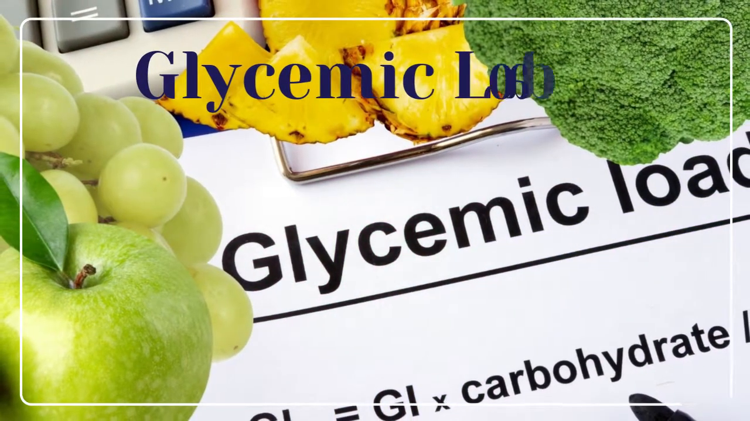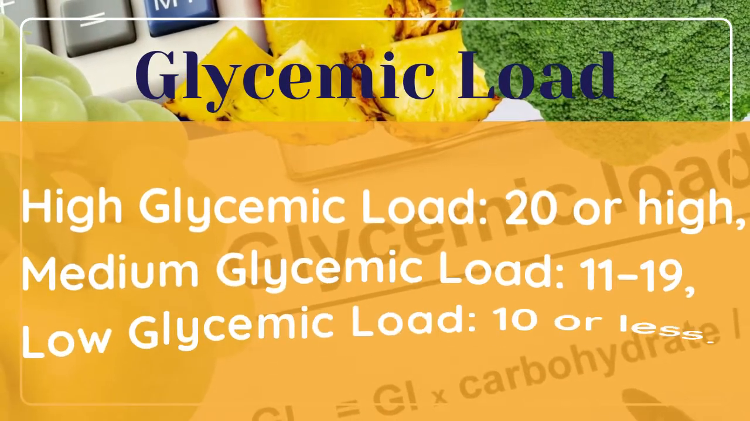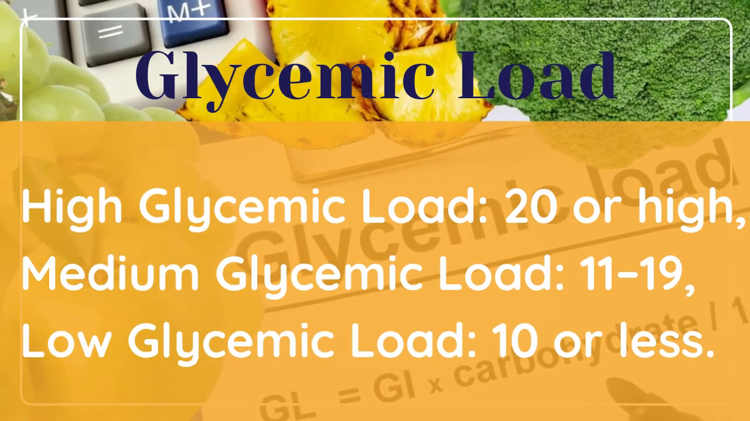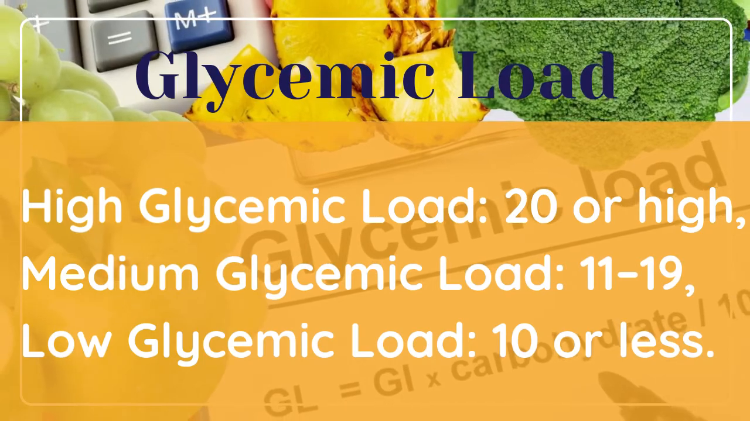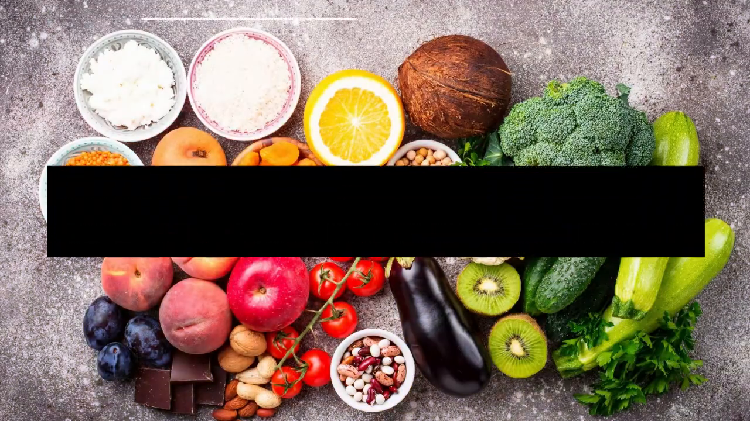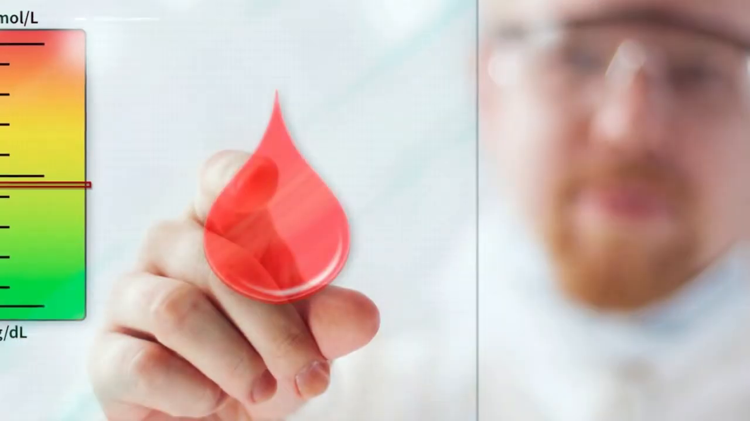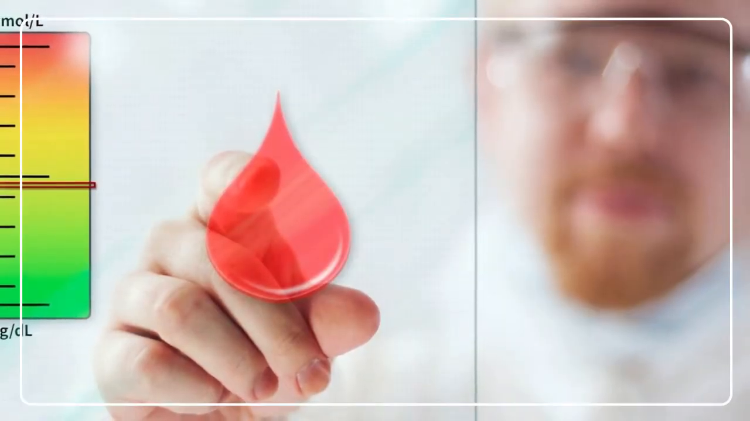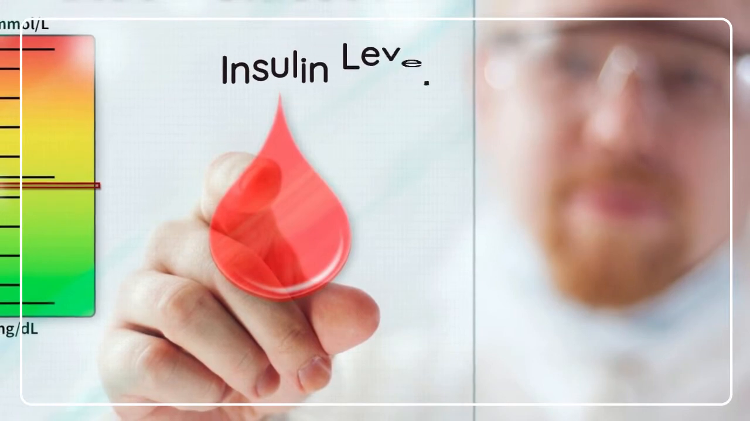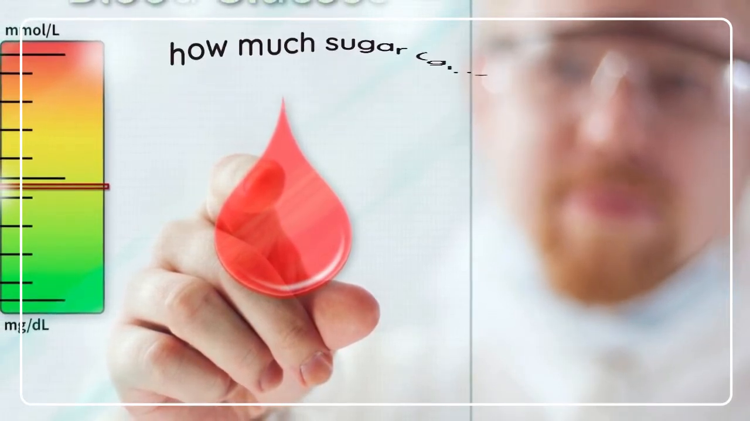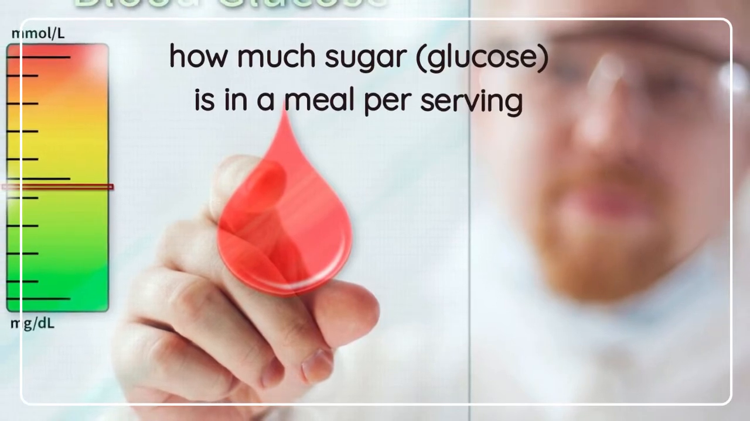Glycemic load is categorized as follows: high glycemic load, 20 or higher; medium glycemic load, 11 to 19; low glycemic load, 10 or less. Relation between glycemic index and glycemic load. Many factors influence blood sugar levels, including insulin levels, how quickly sugar is absorbed into the system, and how much sugar, glucose, is in a meal per serving.